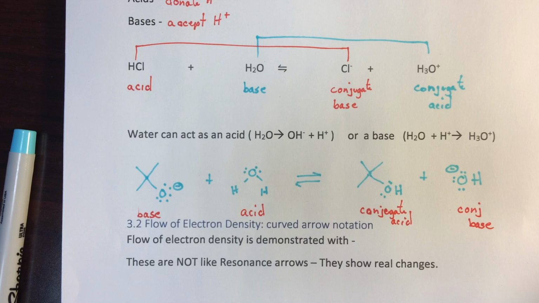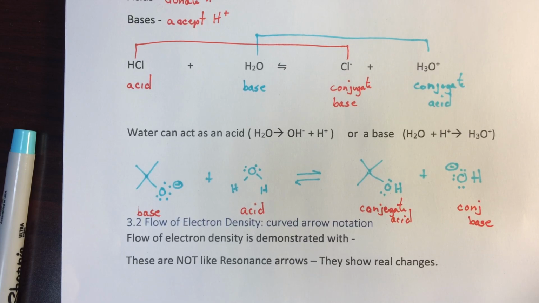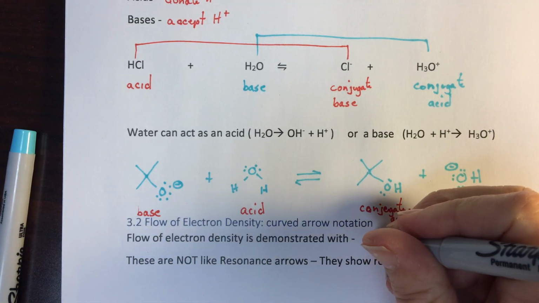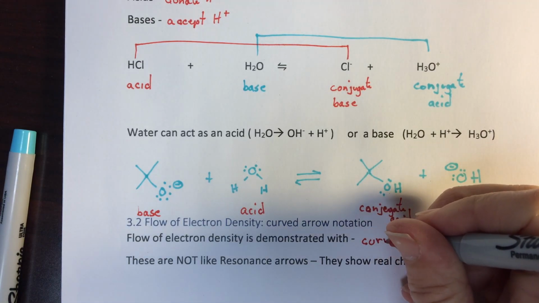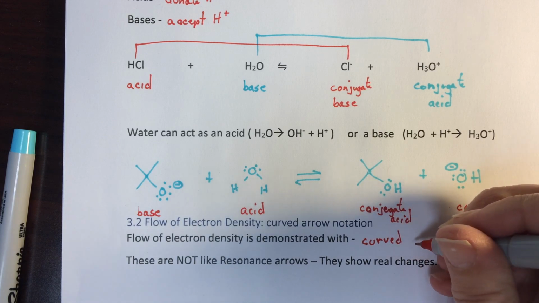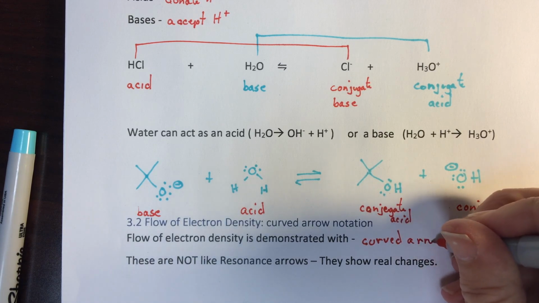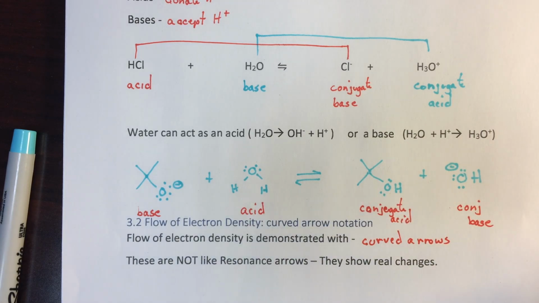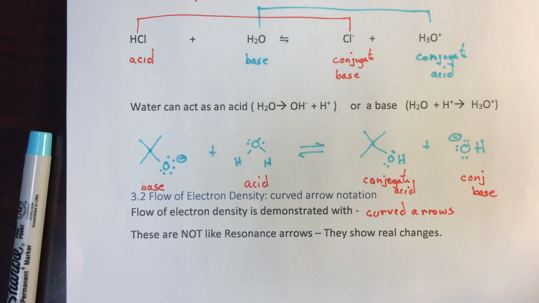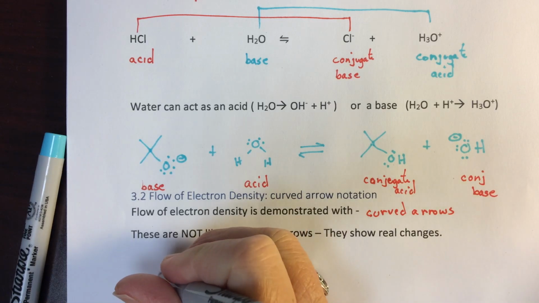Let's look at our curved arrow notation. The flow of electron density is going to be demonstrated with curved arrows. These are going to look a lot like the ones you used for resonance, but they're not. They indicate real change. Remember, resonance is not a real change. The true molecular electron density is a mixture of all of the different forms, but it doesn't represent an actual change. Here we've got bonds being broken and bonds being made. So let's look at an example.